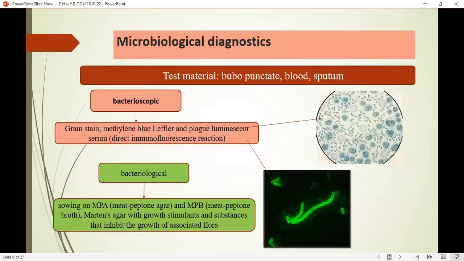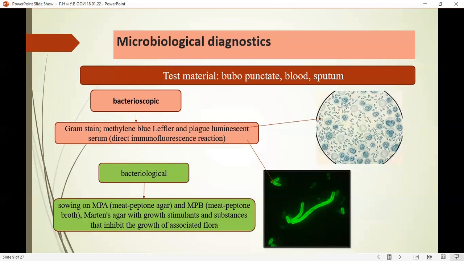The principles of microbiological diagnosis of plague include bacterioscopic, bacteriological, serological, and biological research methods, which are carried out in special laboratories licensed to work with pathogens of especially dangerous infections. The research material are buboes, the contents of ulcers or other skin lesions, sputum and mucus from the throat, and blood.